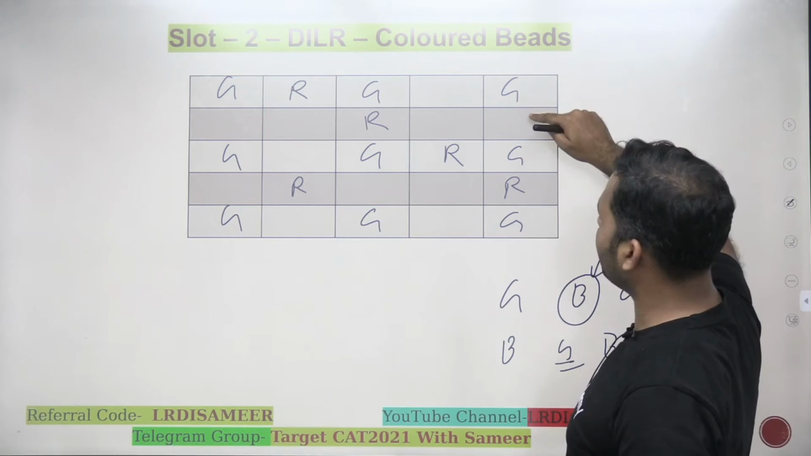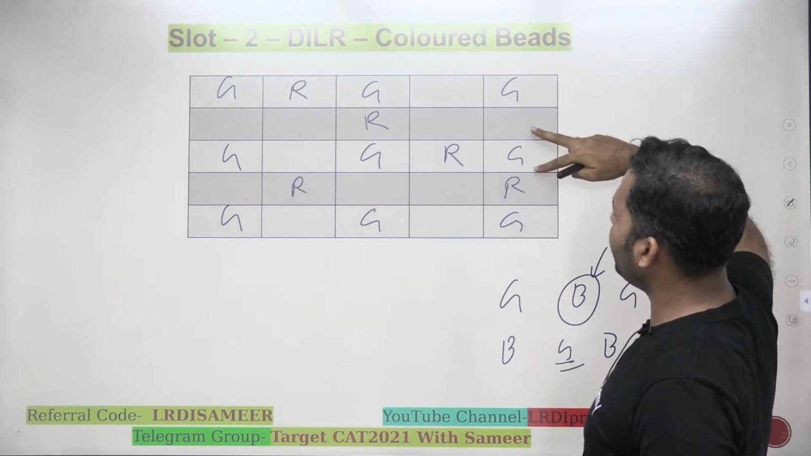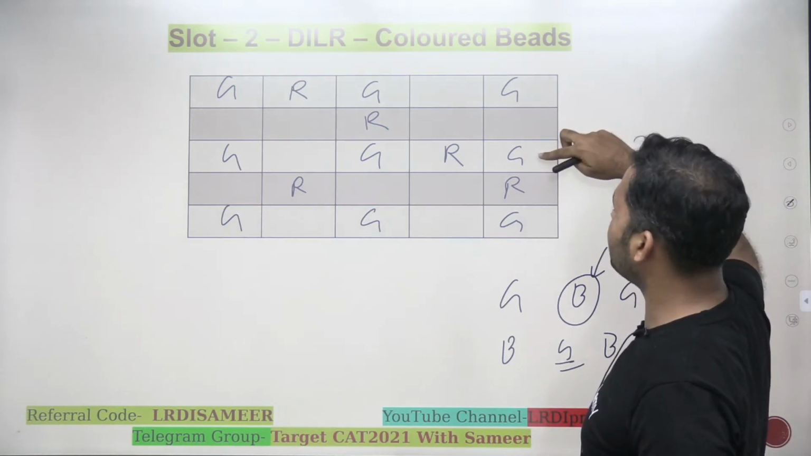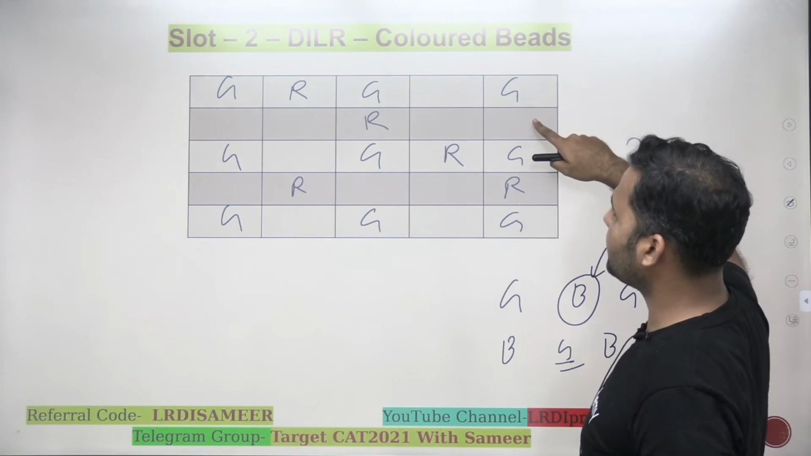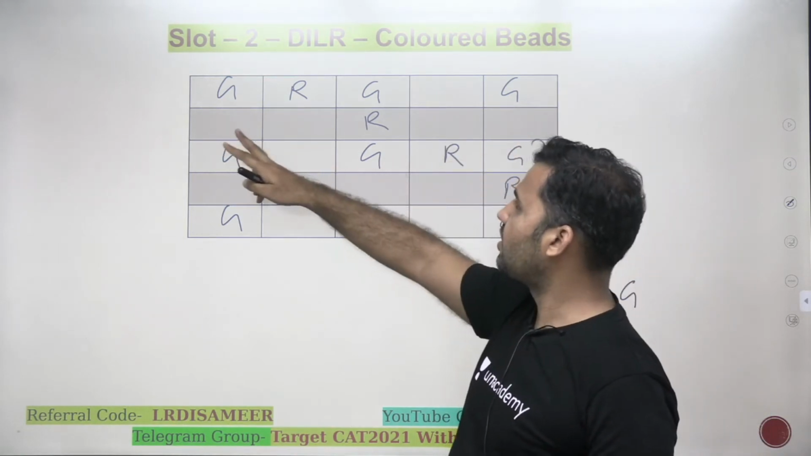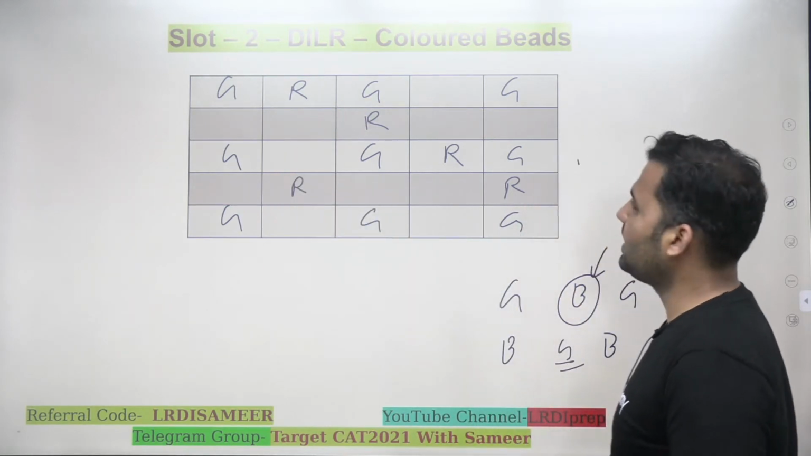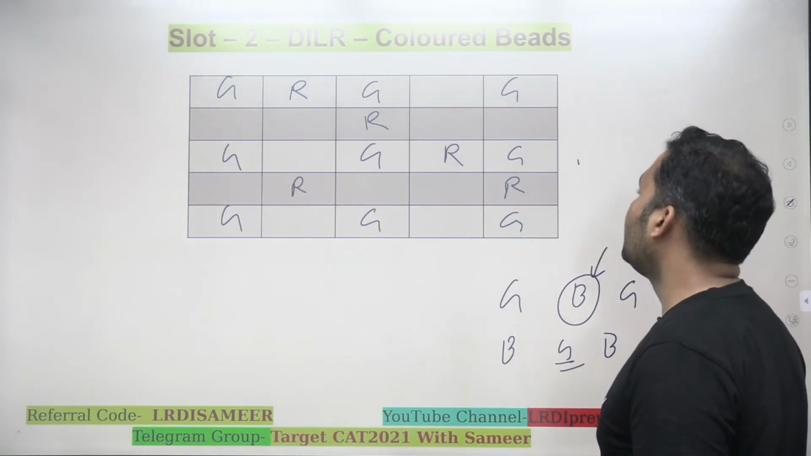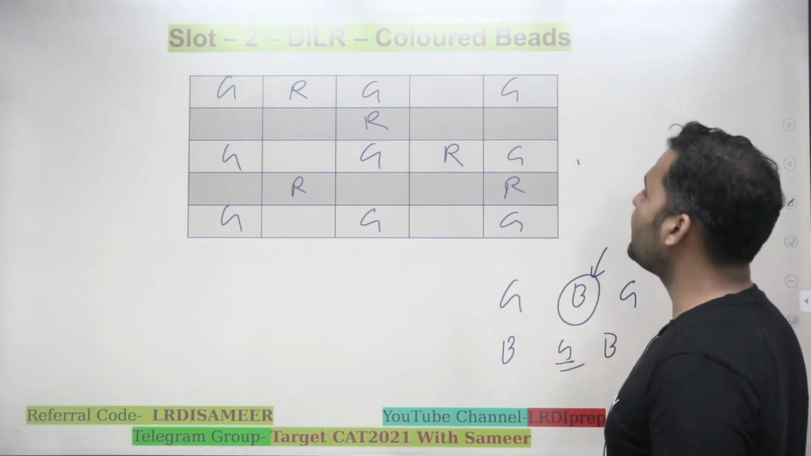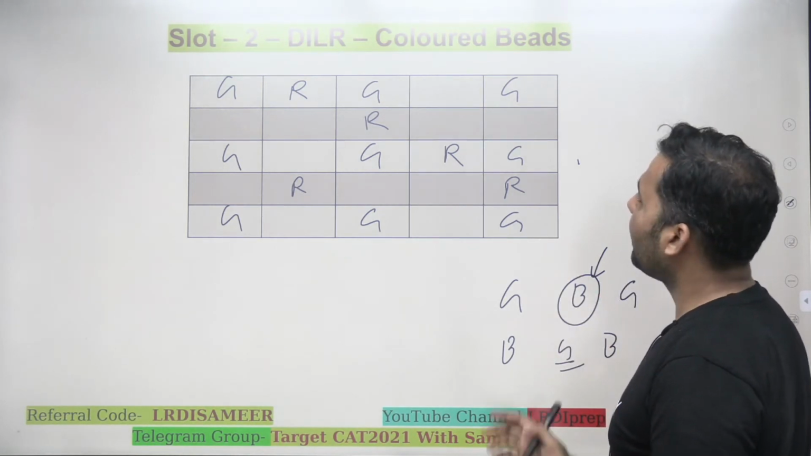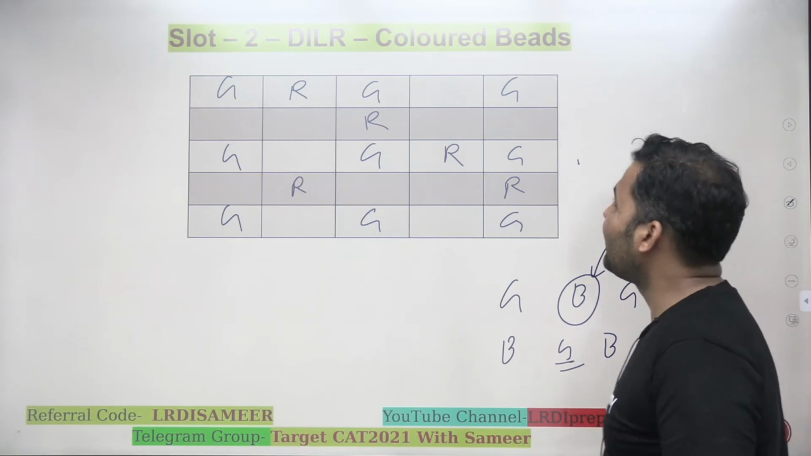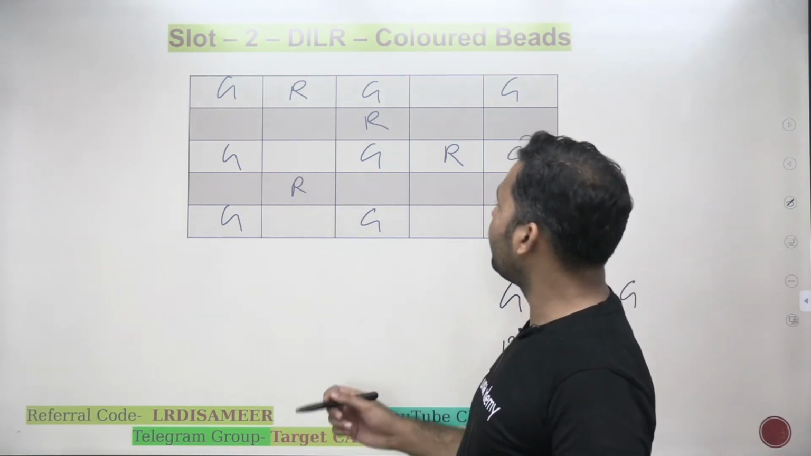Can I place red here? No, because between any two reds, I need green and blue. So in that case, it will be only green. So red cannot be placed here. Okay, can I place red here? No, between any two reds, we need green and blue both. Any other ways to place a red? No, right? So we have now maximized the number of green and the red color. Then is it possible to make a combination now?